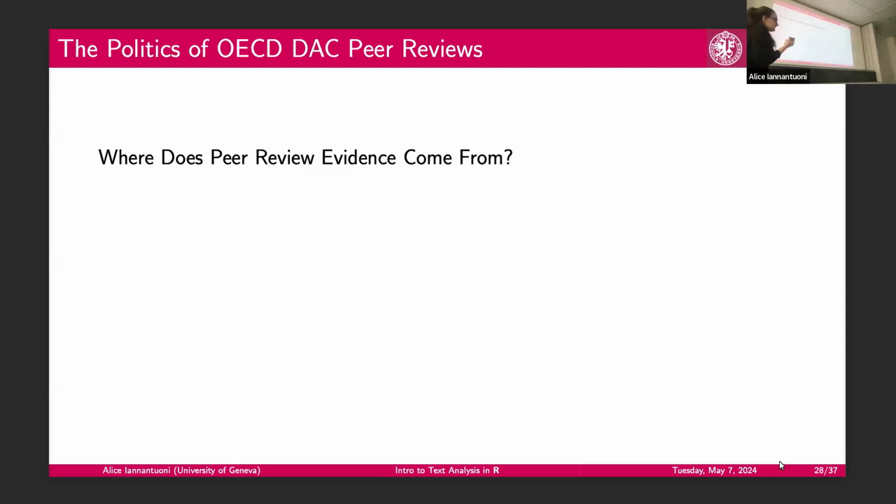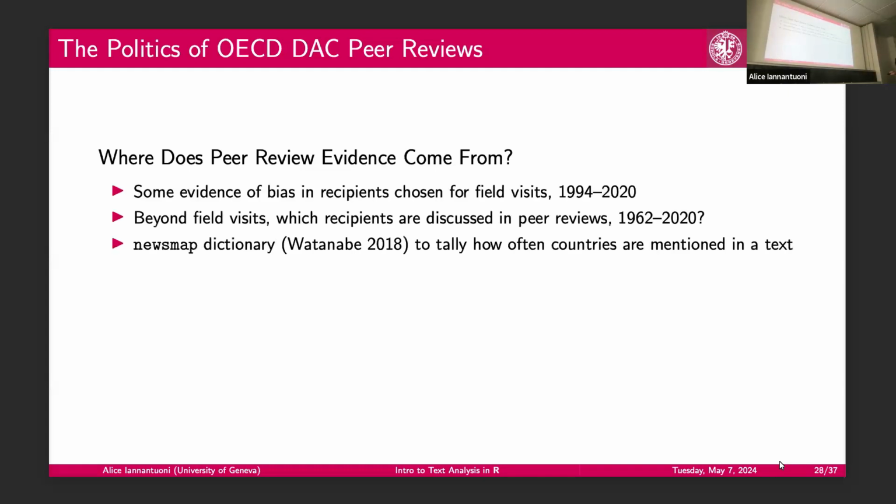So we want to see in these documents which recipient countries are mentioned the most, right? And what comes in handy here is that there is this dictionary called the News Map. It's in our package by the same name. Originally this was built for analyzing news articles and finding out what geographical locations are mentioned in them. And what is so great is that it spares us the work to go and compile dictionaries for every single country, right?